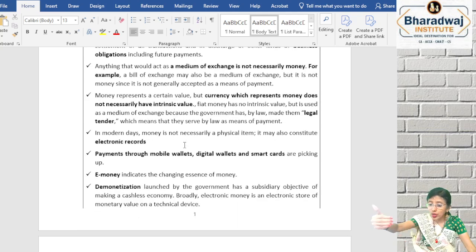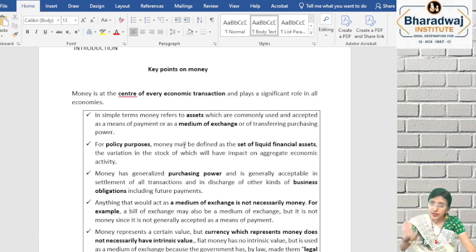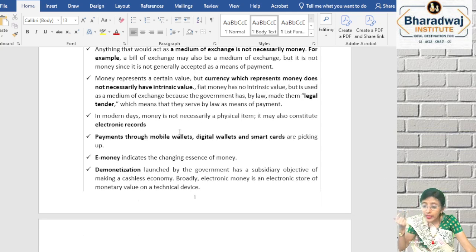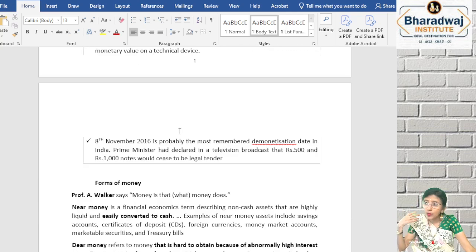Some important points. I have given you some key points. You study that. The first part is very, very important. Digital payments, demonetization, importance of money, the primary functions of money. Can you understand? Medium of exchange, isn't it? Primary function. So remember, all these are given to you. E-money, demonetization date, all these are given to you.